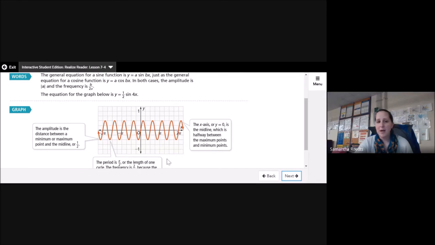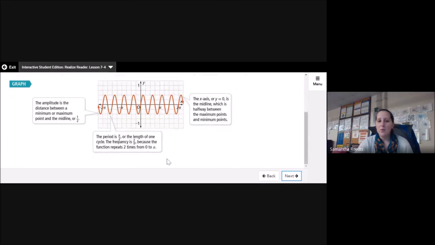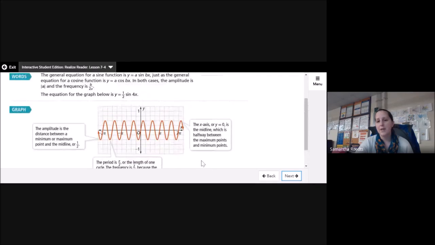The period is pi over 2, or the length of one cycle. The frequency is 2 over pi, because the function repeats 2 times from 0 to pi. The x-axis, or y equals 0, is the midline, which is halfway between the maximum points and minimum points. And that is the end of Unit 7, Lesson 4.